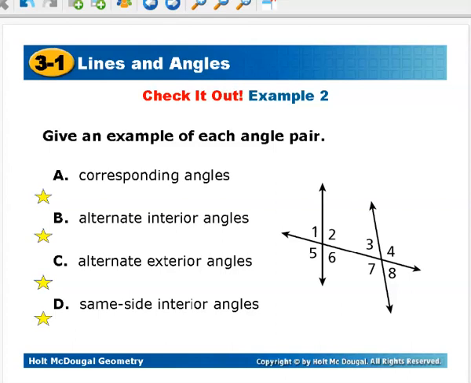Okay. Let's check out and see how you did. We're just giving examples. An example for corresponding angles would be 1 and 3. An example of alternate interior angles: angle 2 and 7. An example of alternate exterior angles is 1 and 8. And same side interior, you could use 2 and 3.